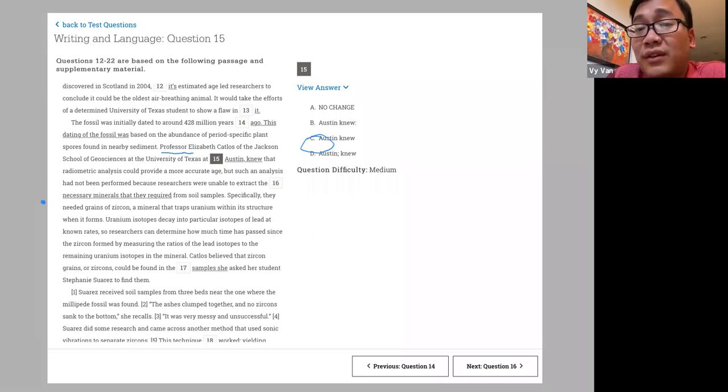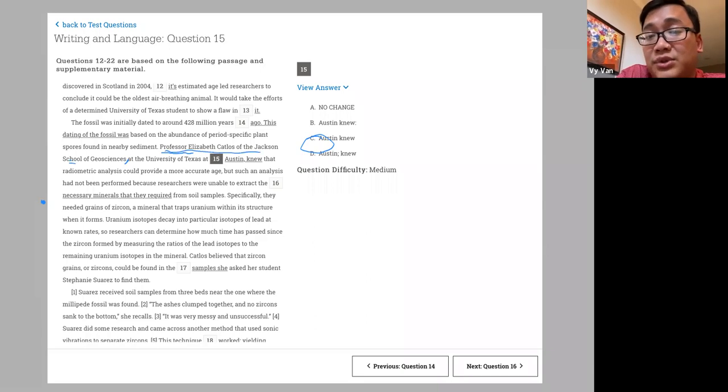So Professor of the Jackson School at Austin, you cannot put any comma here at all. Because if you want to put a comma here, there has to be a comma somewhere here to signal that there's some kind of appositive or non-essential clause. But here, there's no punctuation. So all this phrase is the subject. And when you have a subject with the verb, you cannot put any punctuation between them. So I know that the answer has to be C, which we already said.